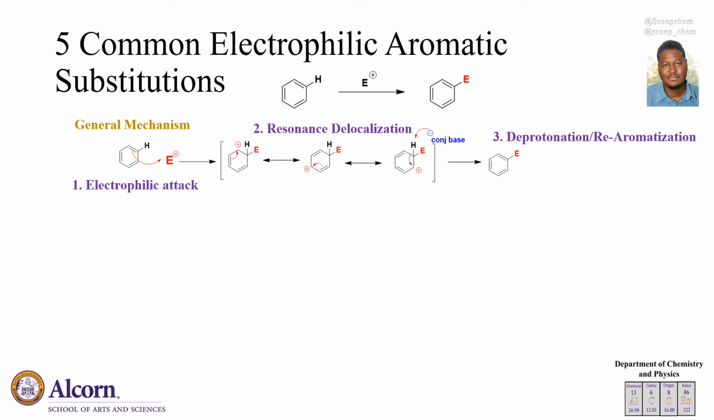Okay, so let's cover these 5 common electrophilic aromatic substitutions. All right, so we're going to start with benzene again. I can replace the H in benzene with an NO2. I need to use a nitric acid and sulfuric acid mixture. All right, we call this class of reactions nitration. So again, benzene H is replaced by NO2. I need nitric and sulfuric acid to do nitration.